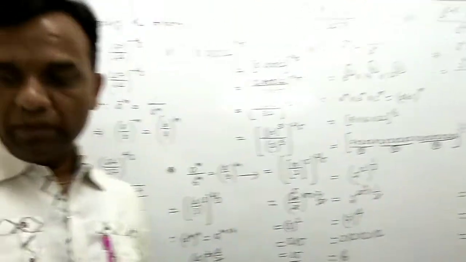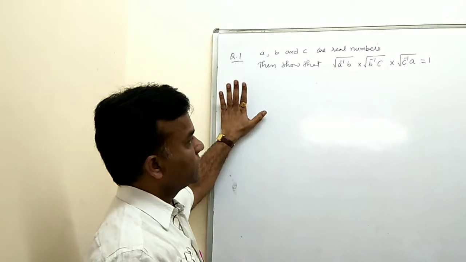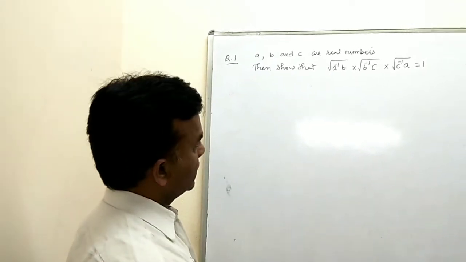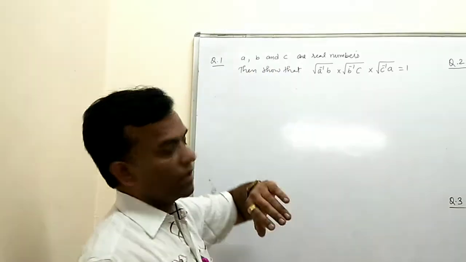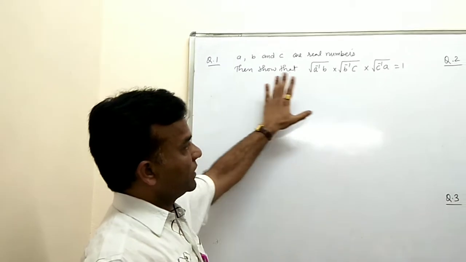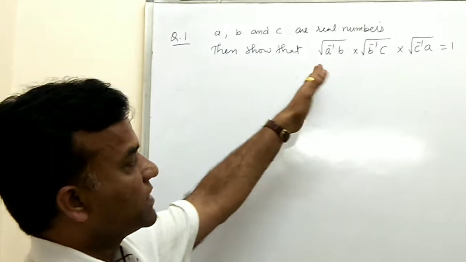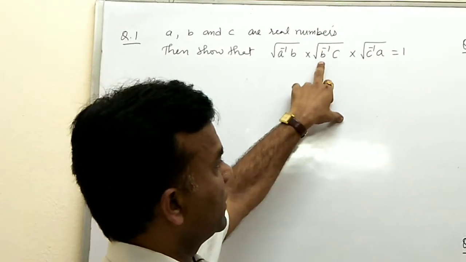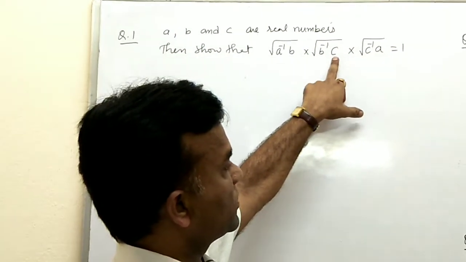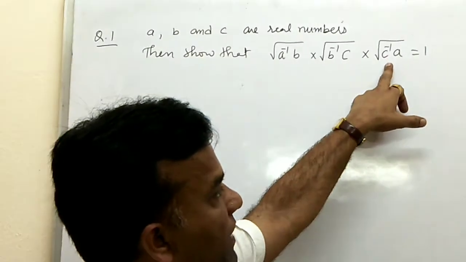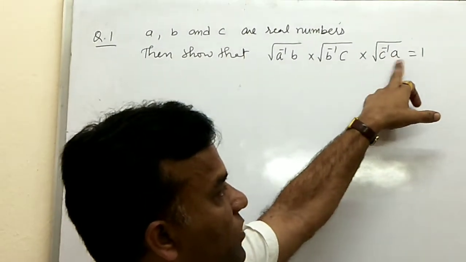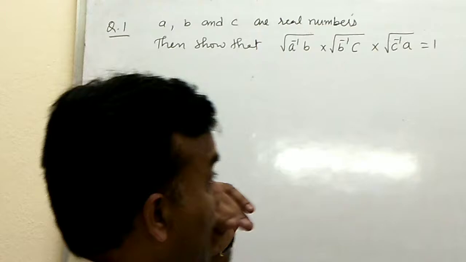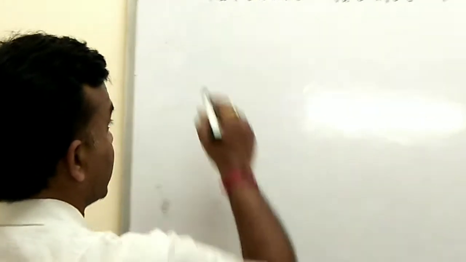If this power is given, then yes. Now we have the question: a, b and c are real numbers, then you have to show that some radical form is given: under root a to the power minus 1 into b, and under root b to the power minus 1 into c, and then under root c to the power minus 1 into a, equal to 1. You have to show it. Okay, then first here we write down the LHS part.